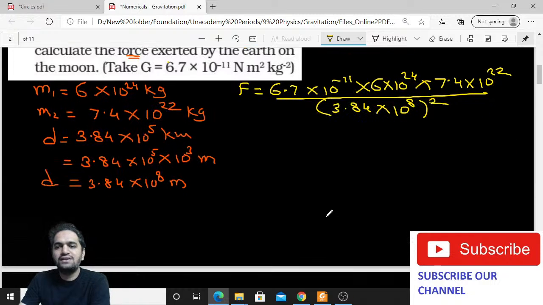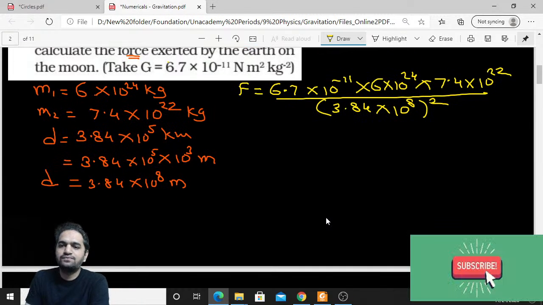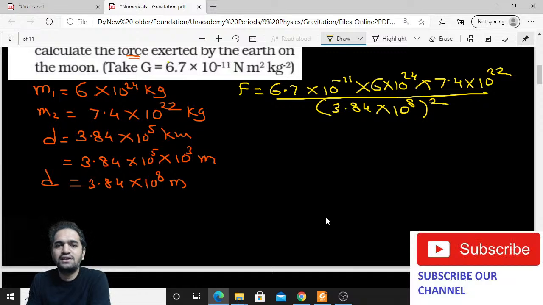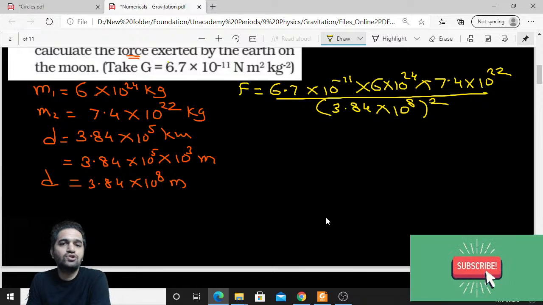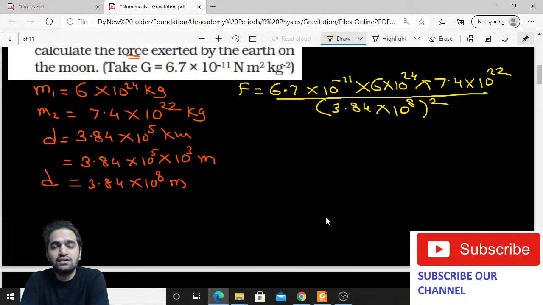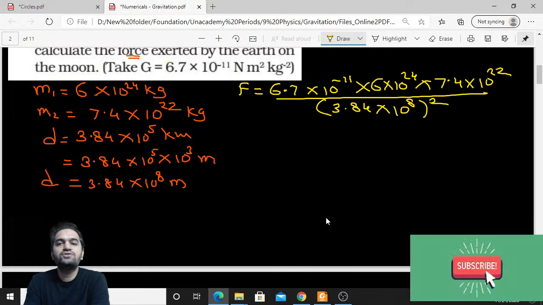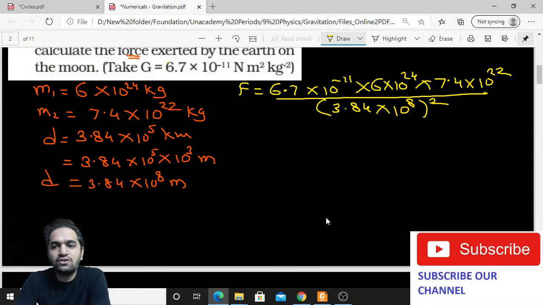Now I can understand that you might be feeling, sir, this calculation is very large. Is it really necessary to do this? There is no other way. See, this is the most crude form of this particular kind of numerical. You have to use the values and you have to multiply, without which you are not going to get the answer.